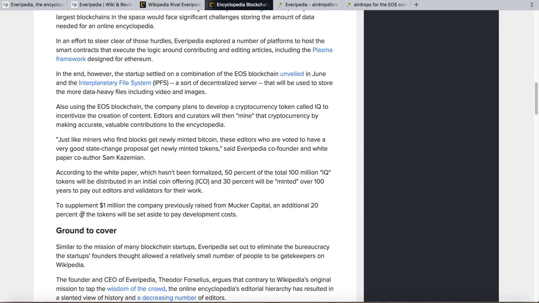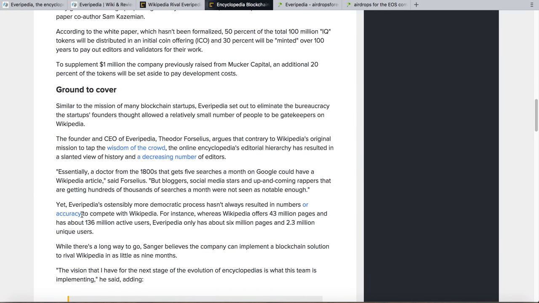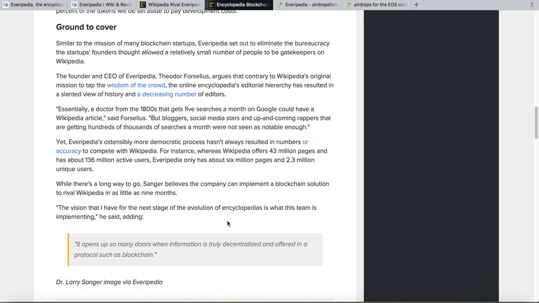Currently, Wikipedia has 43 million pages and 136 million active users. Everipedia right now has 6 million pages and 2.3 million users. So he talked about how it opens up so many doors when information is fully decentralized and offered on a protocol such as blockchain.